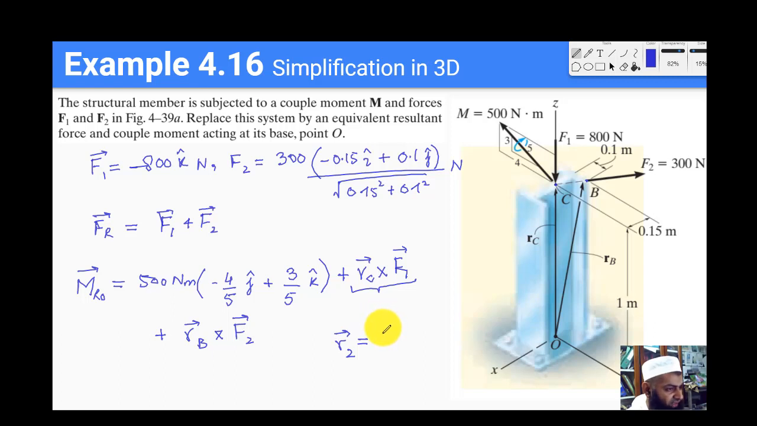So the x component is equal to minus 0.15 i hat plus 0.1 j hat, and then we get a plus 1 k hat. So again, you would just put in the values of rB and F2 given here into this formula to find the resultant moment.